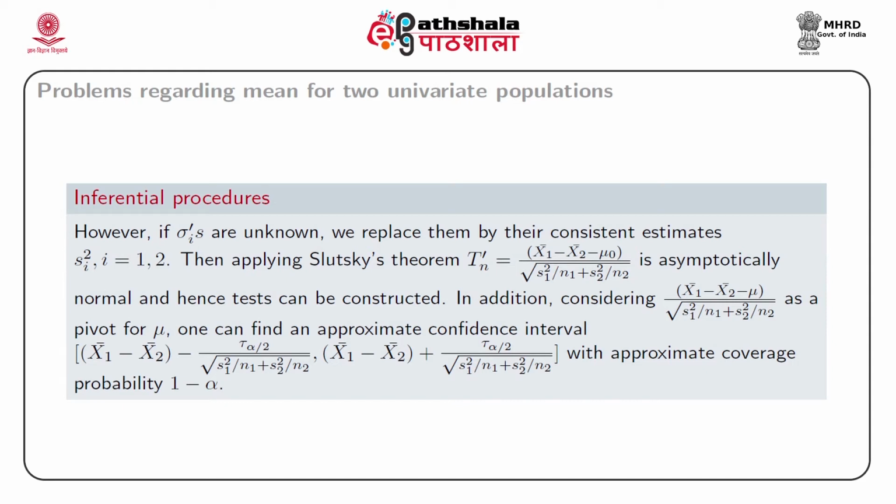In addition, considering x1 bar minus x2 bar minus mu divided by square root of s1 square by n1 plus s2 square by n2 as a pivot for mu, one can find an approximate confidence interval, and the expression is given in the text, obviously with approximate coverage probability 1 minus alpha.